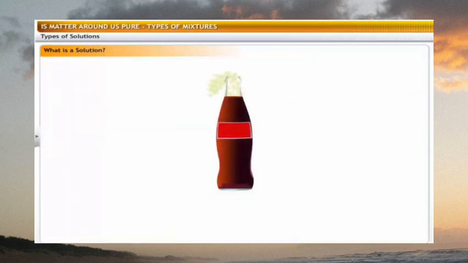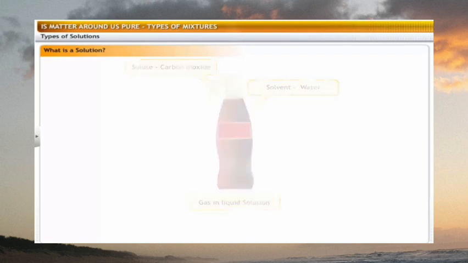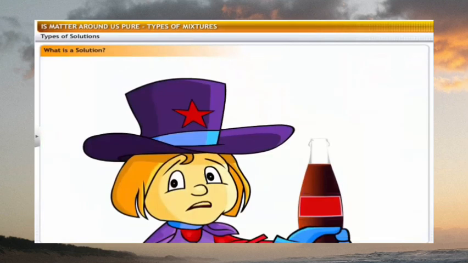An aerated drink is a gas in liquid solution, where carbon dioxide is the solute and water is the solvent. Air is a homogeneous mixture of a number of gases. It is an example of a gas in gas mixture. Now watch as I make this cola disappear.